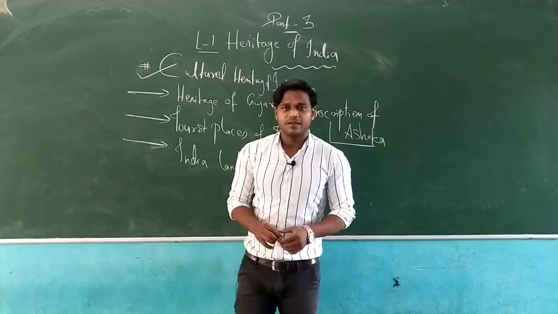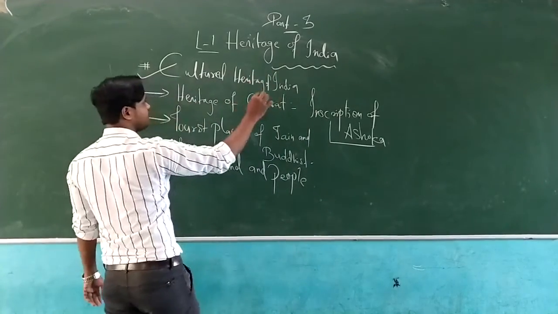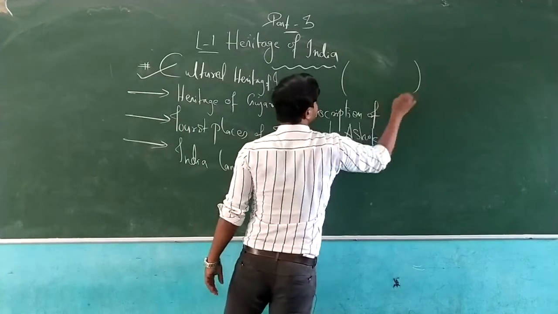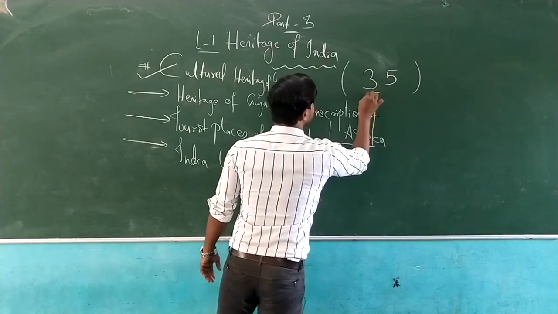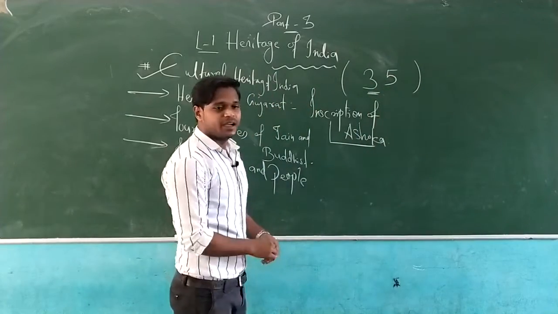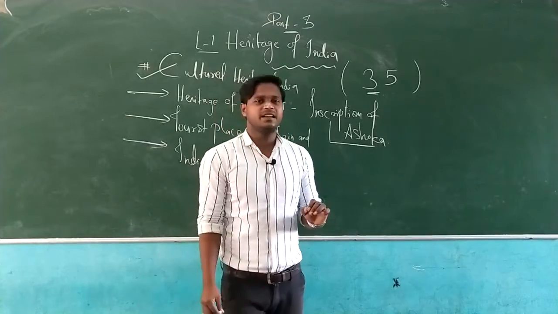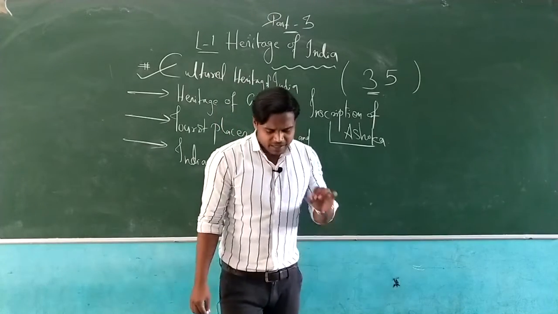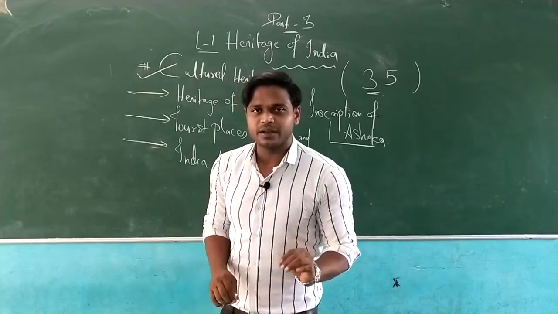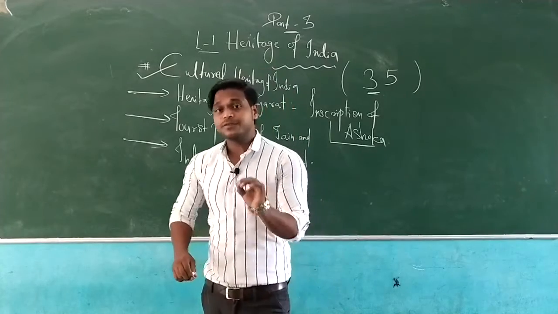Today in India we have more than 35. I'll write it here, and you can focus on this board. Today in India we have more than 35 UNESCO approved heritage centers. Yes, my dear kids. Now what is a UNESCO approved heritage center? A heritage center means it is counted among the heritage of the world.